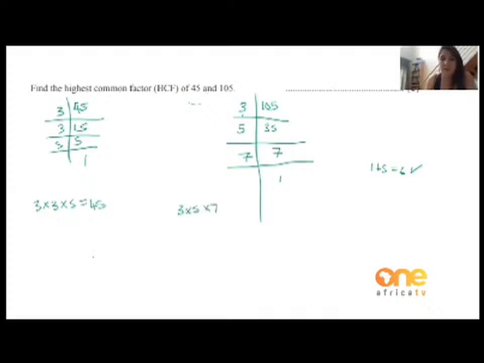Well, then what is my HCF? I am going to circle the ones that are common. What's common? There's a common 3, and there's a common 5. And so the HCF is going to be equal to 3 times 5, which is 15. And so I'm going to just put my final answer here. Okay. Next one.